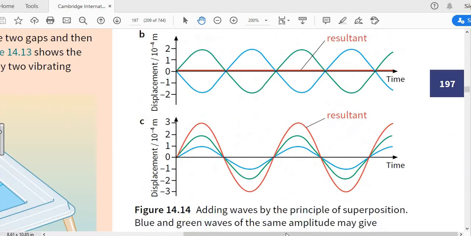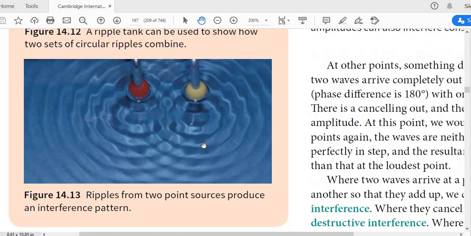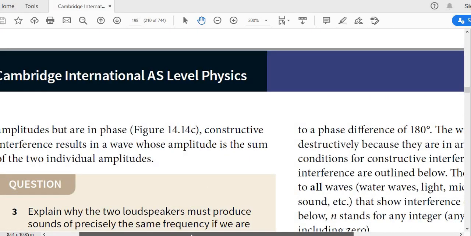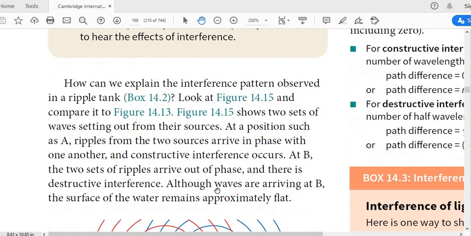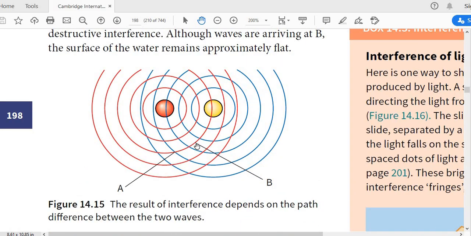So what will happen if trough and crest meet? There will be destructive interference. So that is what they are actually showing you here. At B, here we have a crest, and here between two blue crests you have a trough for the waves from this. So trough and crest are meeting, so there will be destructive interference. Here crest and crest are meeting, so you will have constructive interference.